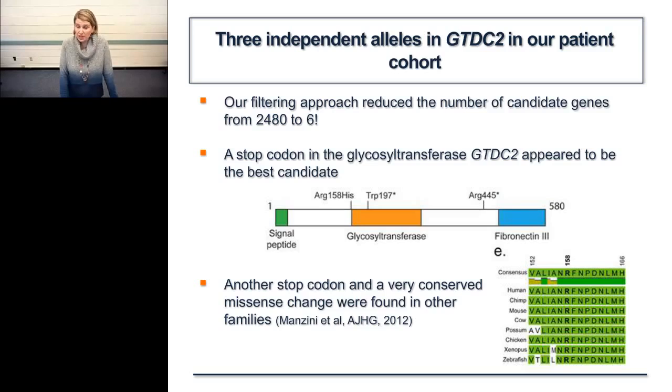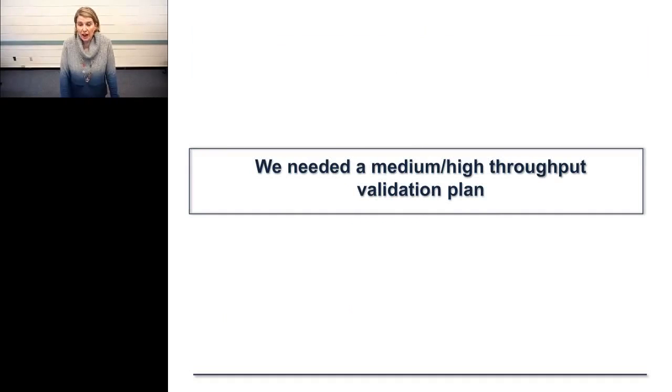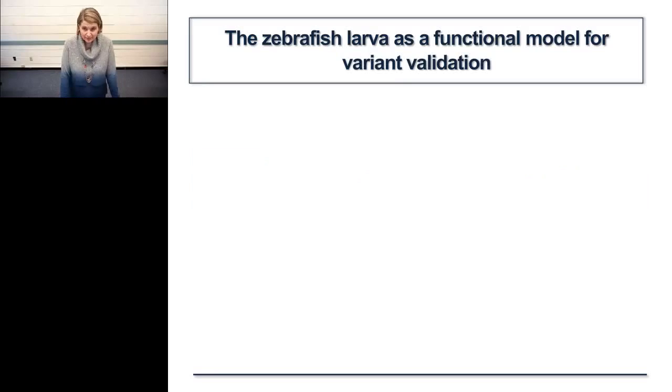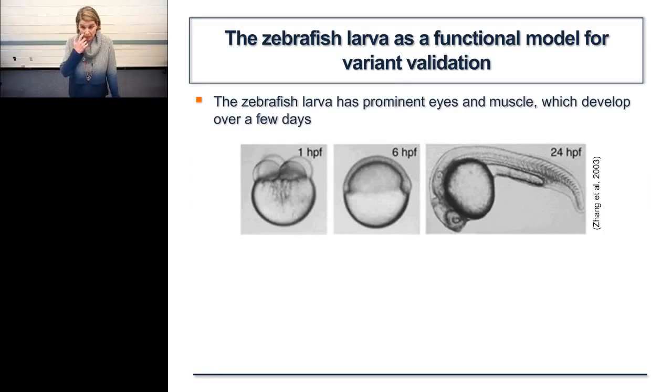So we were very excited because we thought, okay, we have 3 independent mutations. This is really a great candidate. And immediately, looking at the small number of genes that we get, we decided that we really needed a validation plan that could be used with medium to high throughput to test all of these variants. This is where the zebrafish came into play.